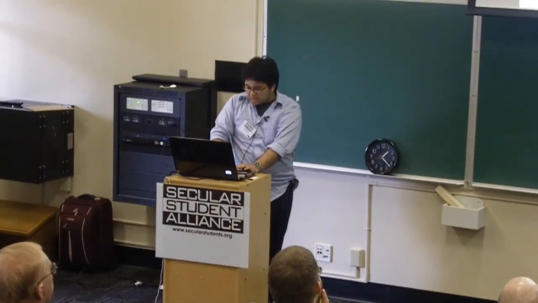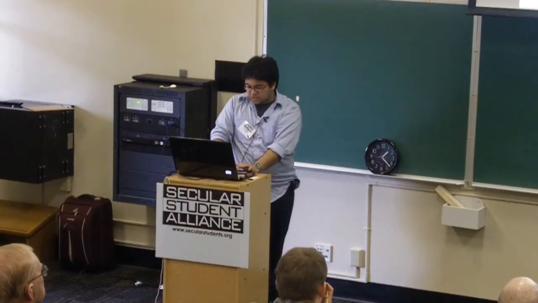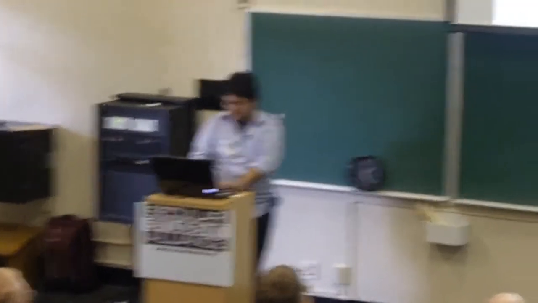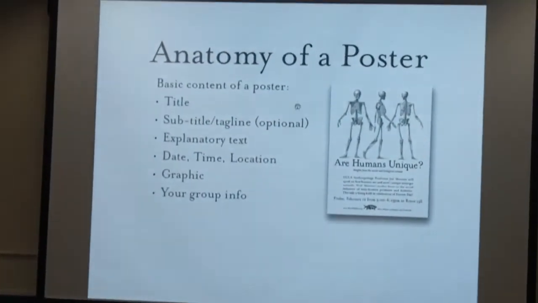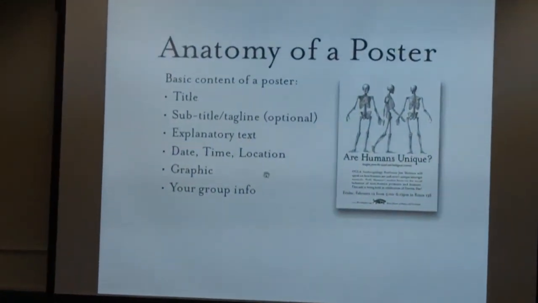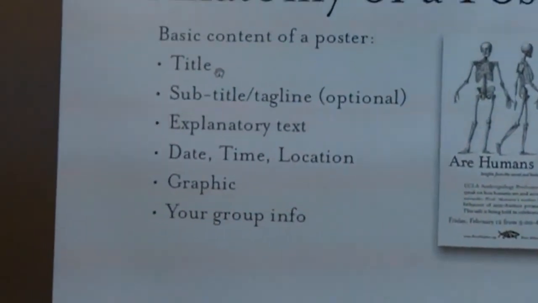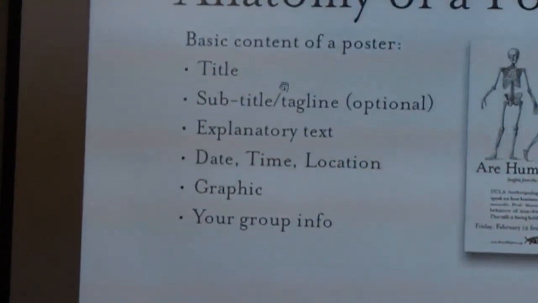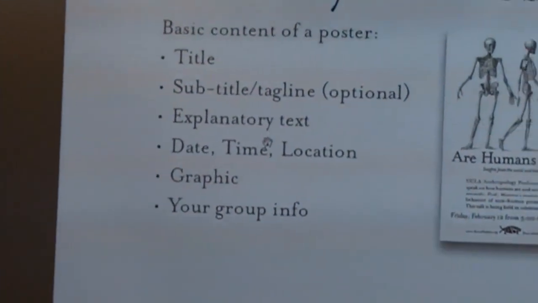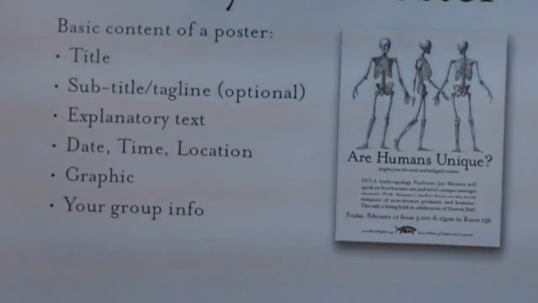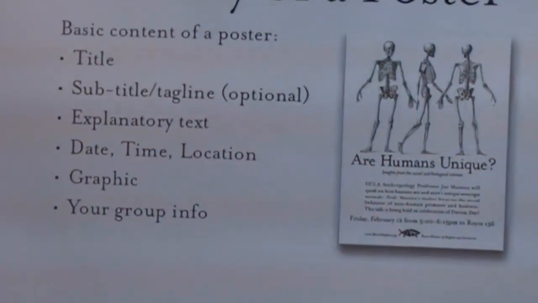Okay, when it comes to composition, it's easier to read things if they're aligned according to a grid or a line, and I'll show you that in a second. So, posters. This is a poster I actually made for an event that Bass did on Friday. I have no idea how that went, but as you can see, the basic parts are the title, the subtitle or tagline, the explanatory text, the date, time, location, a graphic, and your group info. You should always include your group info in everything you do. Obvious, I know, but sometimes I've seen people forget to do that, and it's really annoying.